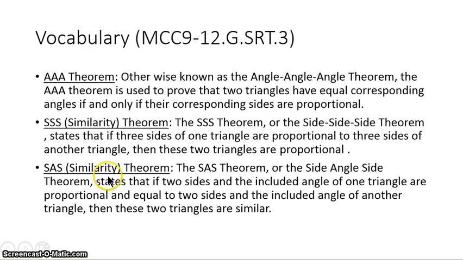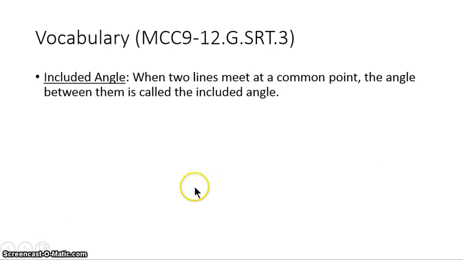SAS similarity theorem. The SAS theorem, or the side-angle-side theorem, states that if two sides and the included angle of one triangle are proportional and equal to two sides and the included angle of another triangle, then these two triangles are similar. Included angle. When two lines meet at a common point, the angle between them is called the included angle.